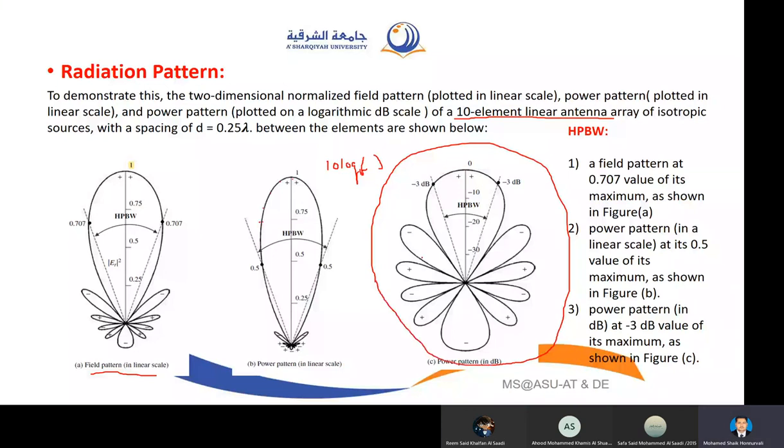Okay. Next, we discussed the half power beam width. What is the half power beam width?